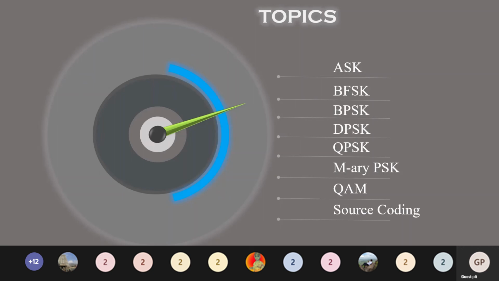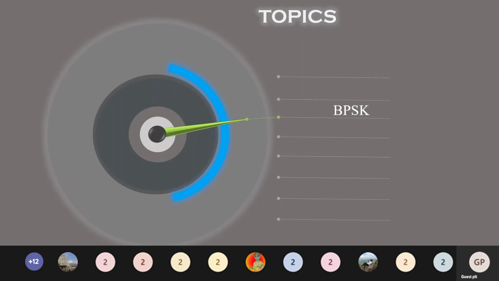So BFSK is over. Now we'll see BPSK. We'll first see the generalized formulas related to BPSK and then we'll continue.